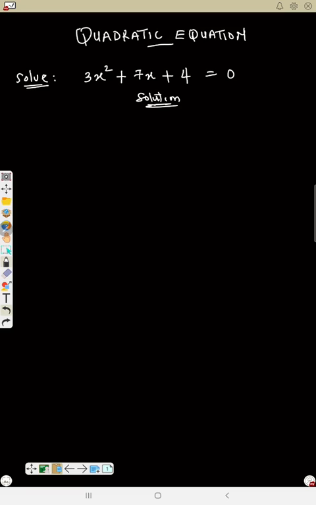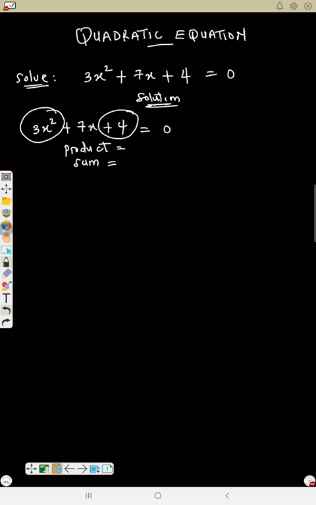Solve 3s squared plus 7s plus 4 equals 0. So that means given 3s squared plus 7s plus 4 equals 0. So the first thing, we'll find product and we'll find sum. So what is your product? Multiply the first by the last. That will be 3s squared times plus 4. That will be plus 12s squared, meaning 3 times 4, 12.